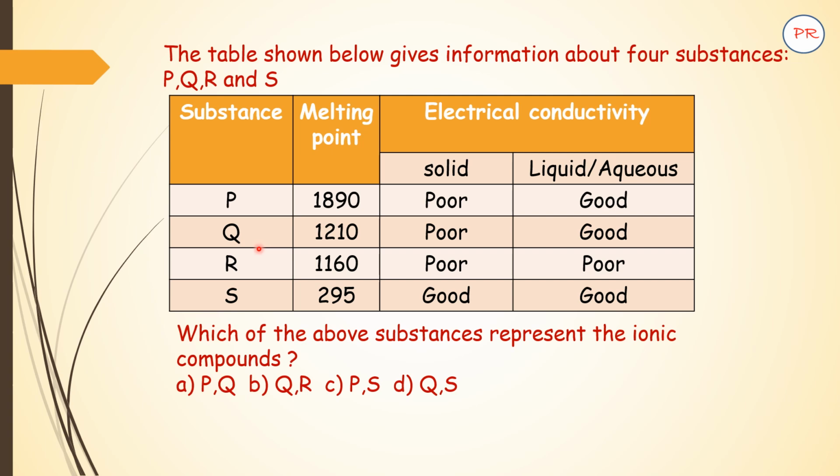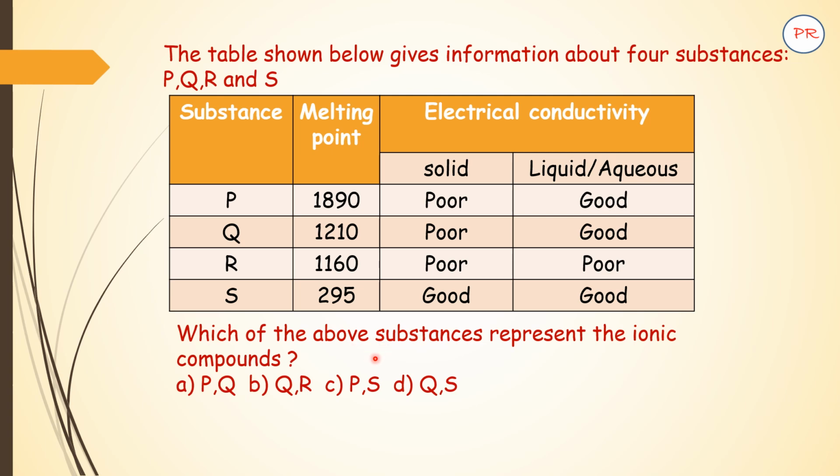For substance Q, melting point is 1210 Kelvin. In solid state it is poor, and in liquid or aqueous state it is good. For R, melting point is 1160. In solid state conductivity is poor, whereas in liquid or aqueous state it is poor. Whereas S, melting point is 295 Kelvin. Electrical conductivity in solid state is good, and in liquid or aqueous state it is good.